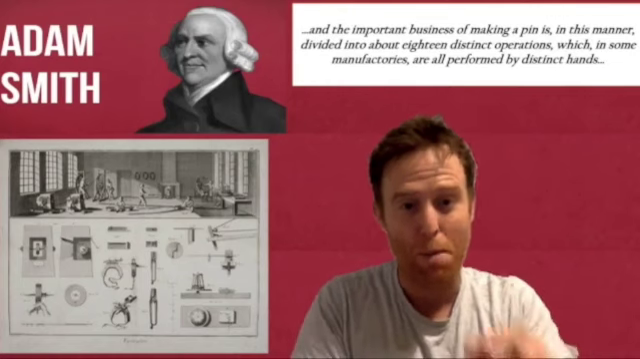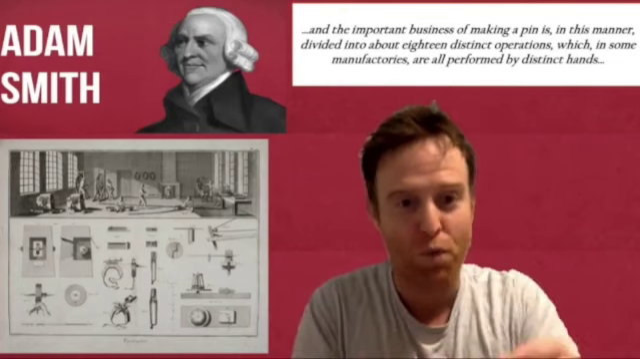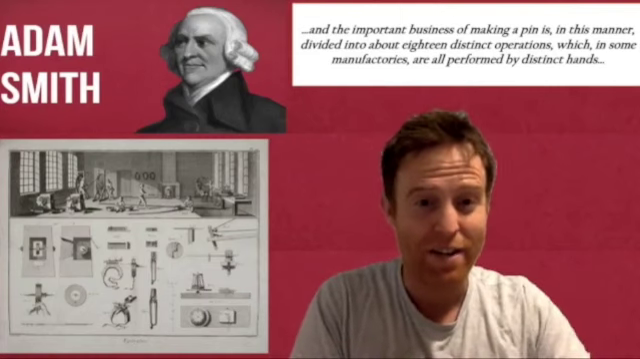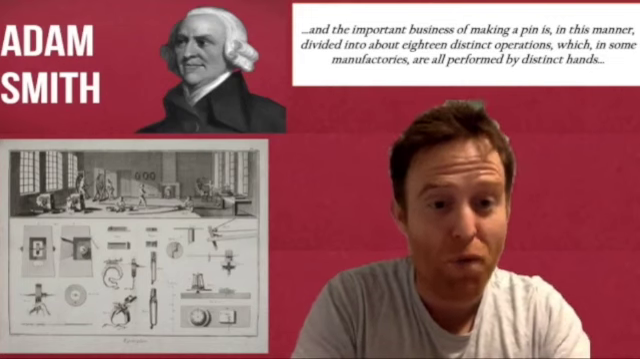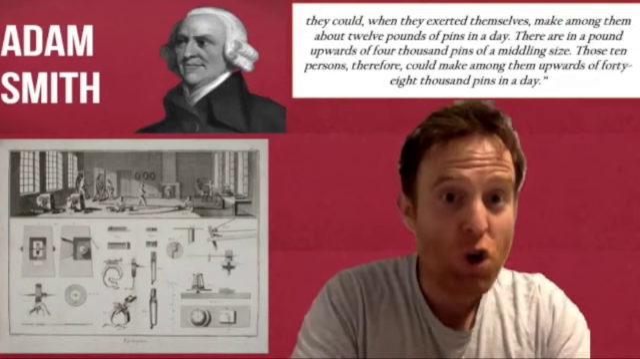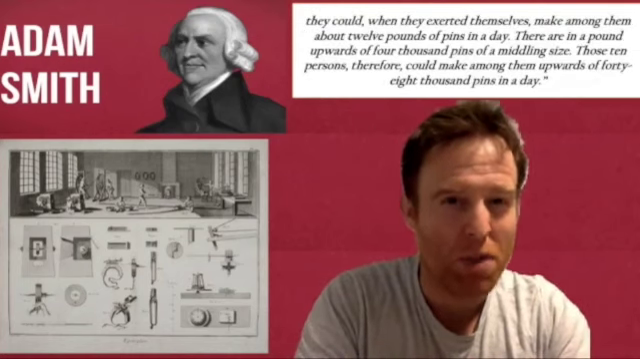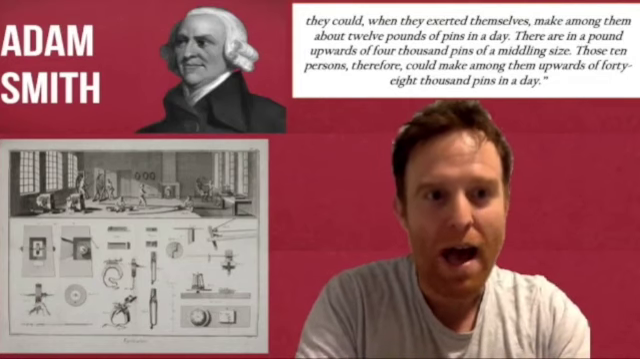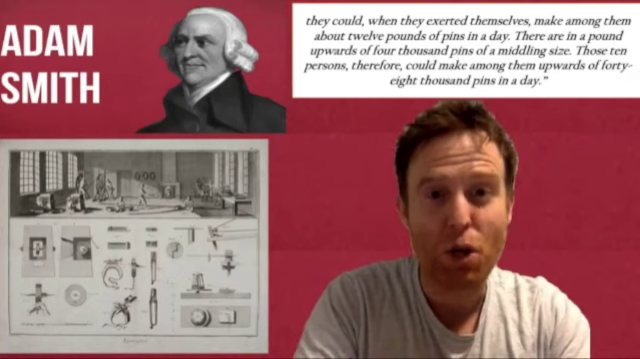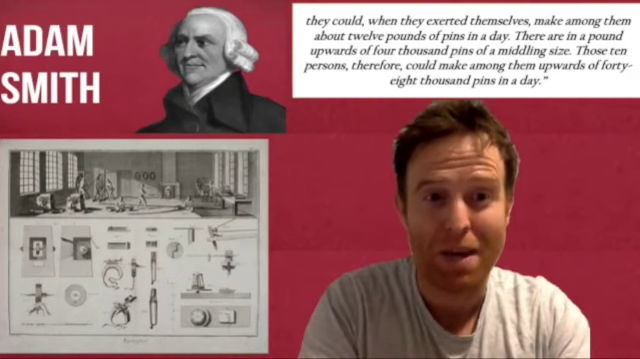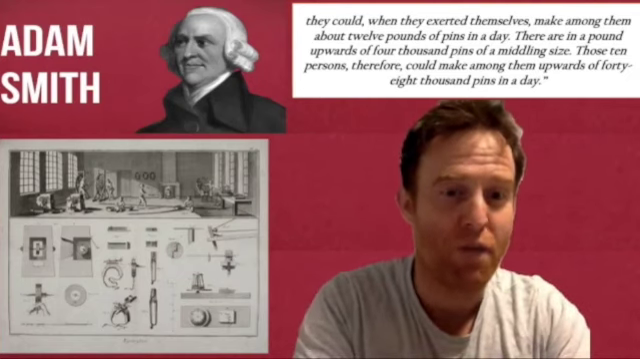So again, if we think about breaking the task down into lots of different roles, in this case 18 for just making a pin, which in some manufactories are all performed by distinct hands. They could, when they exerted themselves, make among them about 12 pounds of pins in a day. There are in a pound upwards of 4,000 pins of middling size. So those 10 persons, therefore, could make among them upwards of 48,000 pins a day.